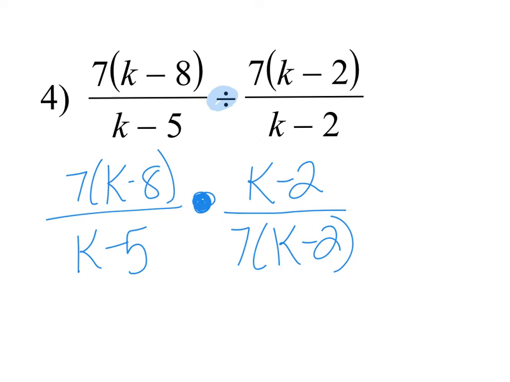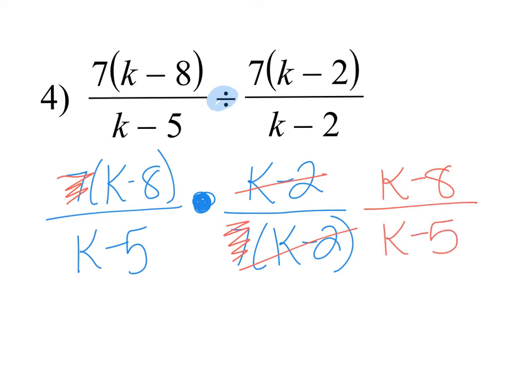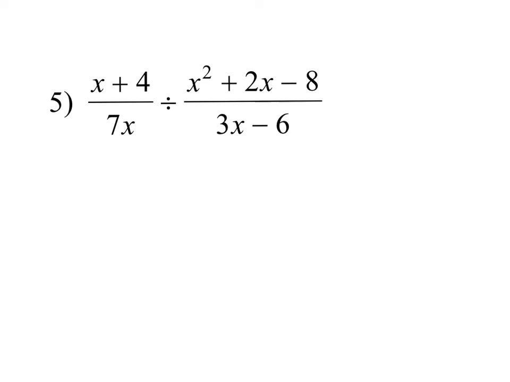So we're going to go back to our same technique we were using with multiplication. Look for numbers or binomials that are diagonal that I can cancel, or top and bottom. I see 7s that can cancel. I also see a k minus 2 that can cancel. So the only thing left is a k minus 8 on the top and a k minus 5 in the bottom. Since those are not the same, we cannot cancel them. Here's our final answer.